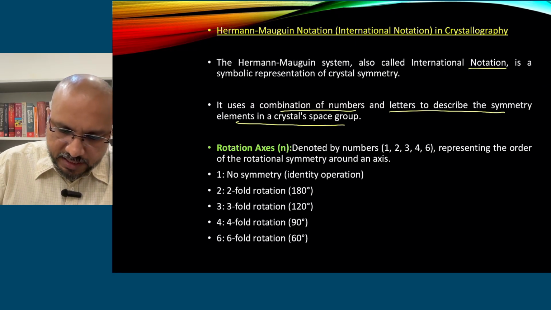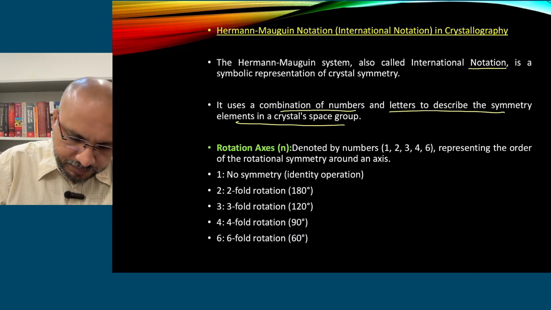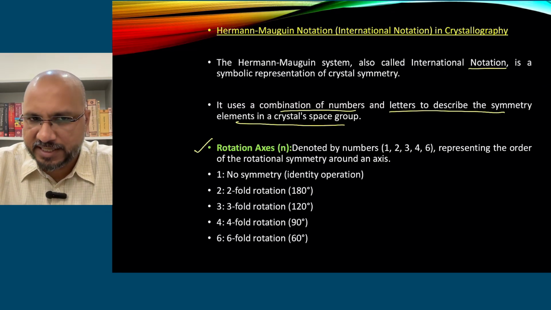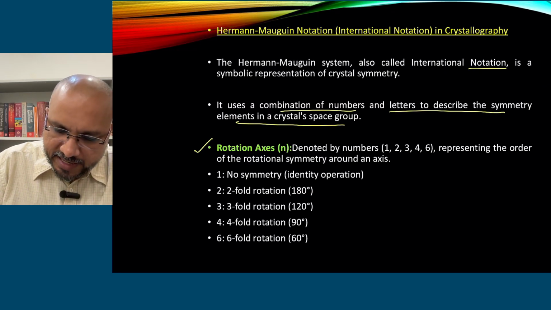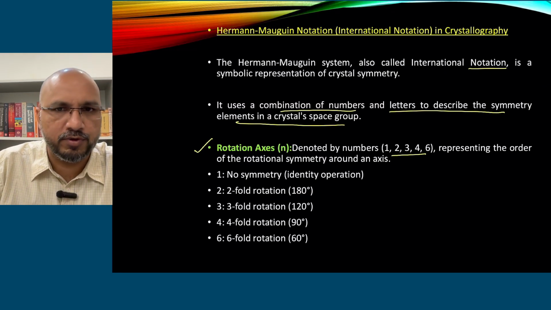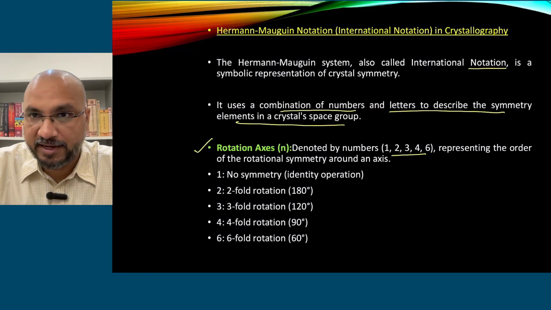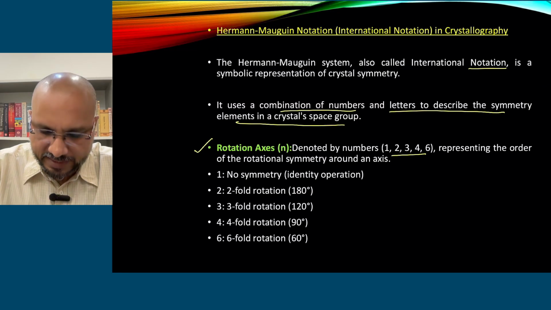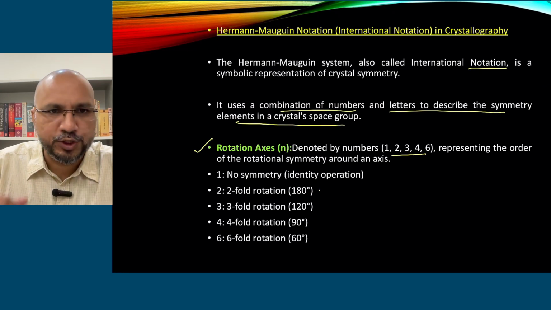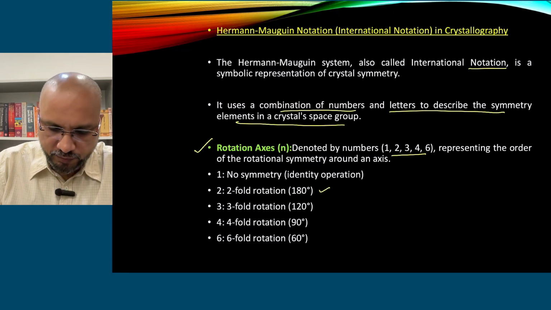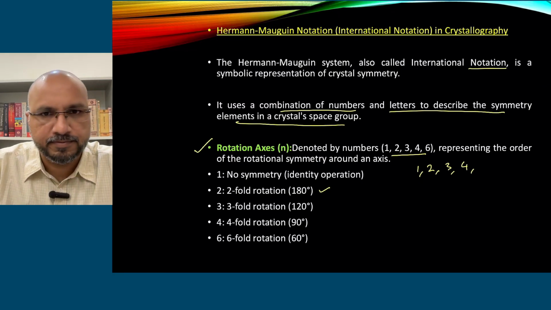So in this Hermann-Mauguin notation system, first of all, how do you represent the rotational axis? It is a symmetry element. We represent rotational axes with the numbers 1, 2, 3, 4, 6. We don't have 5-fold or 7-fold rotational axes. Two-fold rotation means you have to rotate the crystal twice to get the same face again. Two-fold, three-fold, four-fold and six-fold rotations are represented by the numbers 2, 3, 4 and 6.